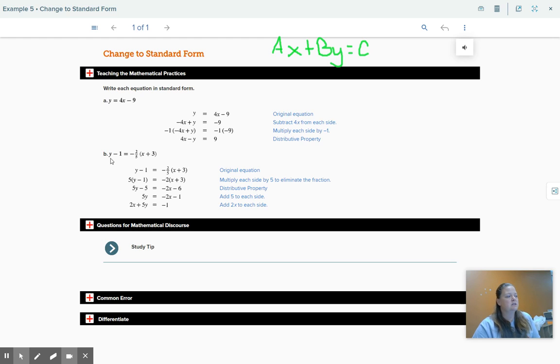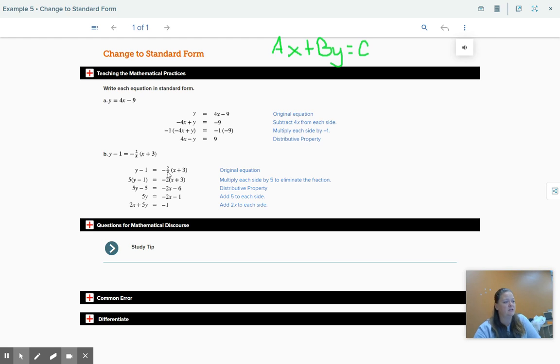Let's look at another example here. y minus 1 equals negative 2 over 5 times the quantity x plus 3. Right, so this one is in point slope form. We want to change it to standard form. We're going to multiply by 5 on each side to eliminate the fraction.